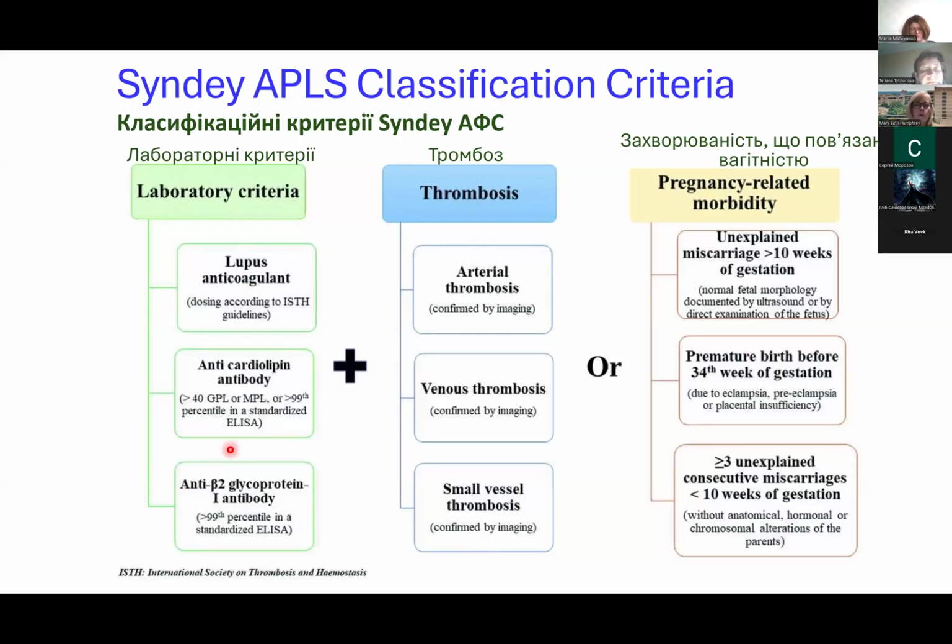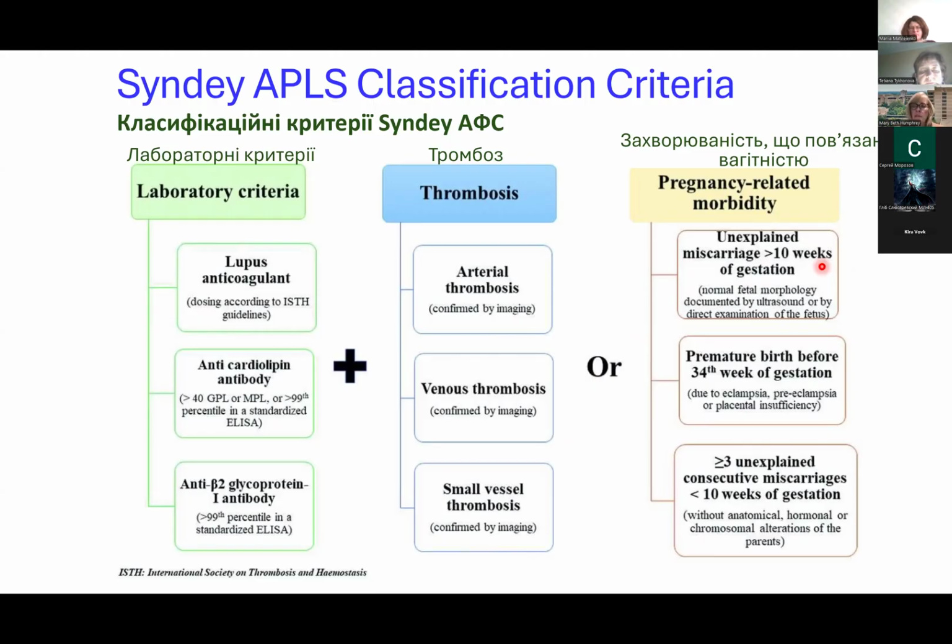So you have to have one or more of these antibodies, and then you have to have either an arterial thrombosis, venous thrombosis, or small vessel thrombosis. And then if you're female, you can have an OR. The pregnancy-related morbidities are that you have unexplained miscarriage at greater than 10 weeks. So this is usually in the second trimester, can be in the third trimester, and you have sudden fetal loss.